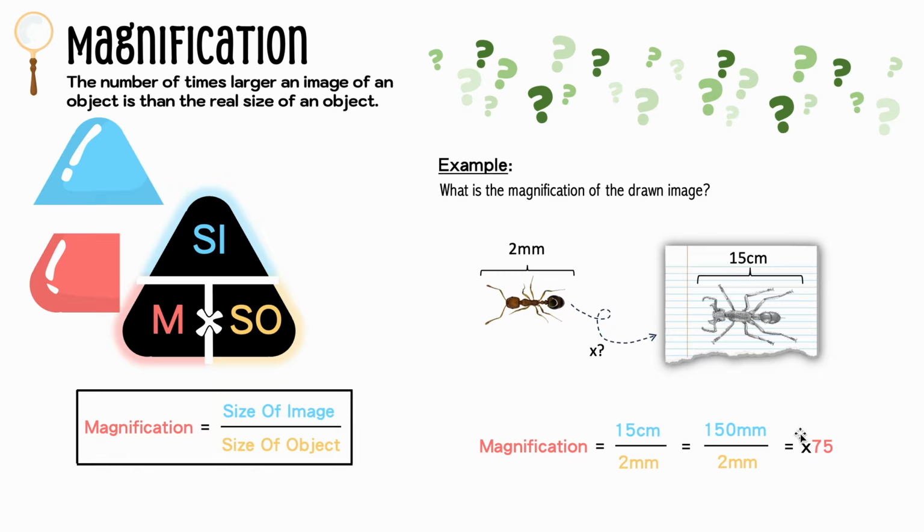Now when we divide, the answer is 75. If we did not convert the units, the answer would be 7.5, and that is completely, completely wrong. So that's one example of a magnification question you should be able to do.